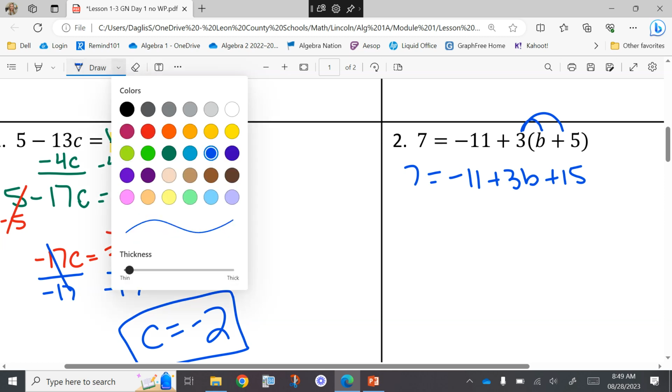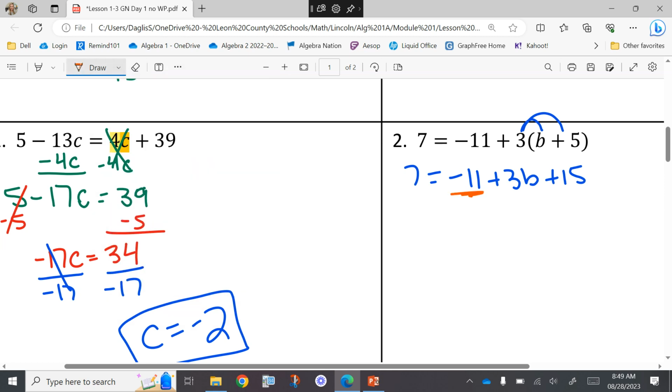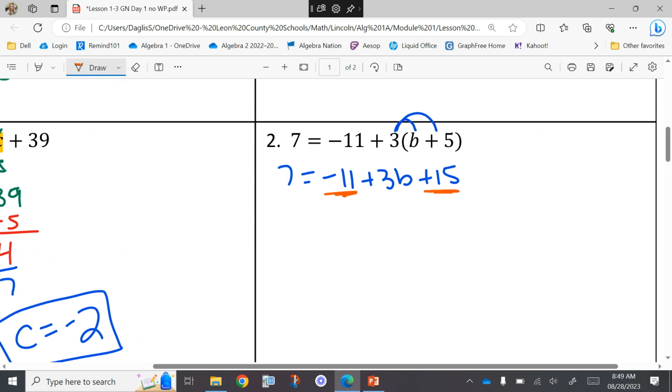I noticed that I have like terms on the same side. I have negative 11 and positive 15 all on that same side together. So I can actually combine like terms. What is negative 11 plus 15? You got calculators. Come on, we got to use them. What is negative 11 plus 15? It should be positive 4 plus 3b. All right.